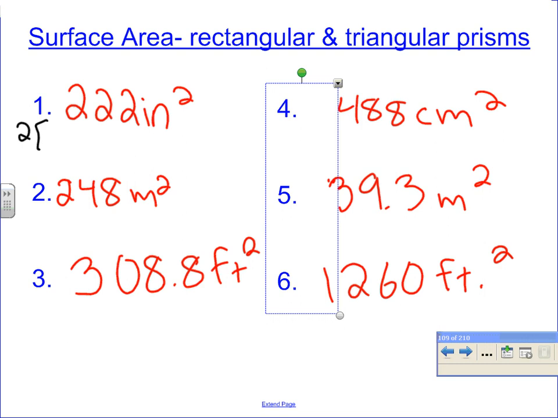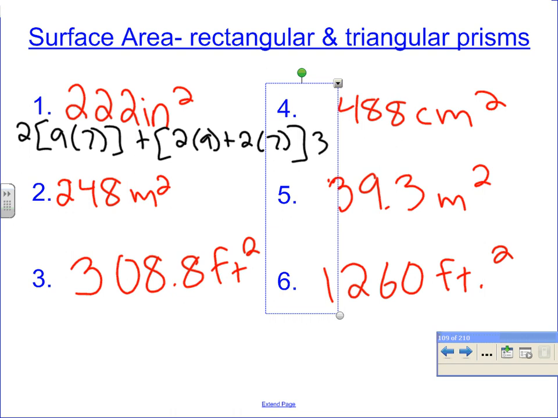2 times area of the base for number 1 is 2 times 9 times 7. Did you have that? Okay, plus perimeter, 2 times 9 plus 2 times 7, all times the height, which is 3. So did you have that? Okay, but then you would have 126 plus 96. And that's how you get 222 for number 1.